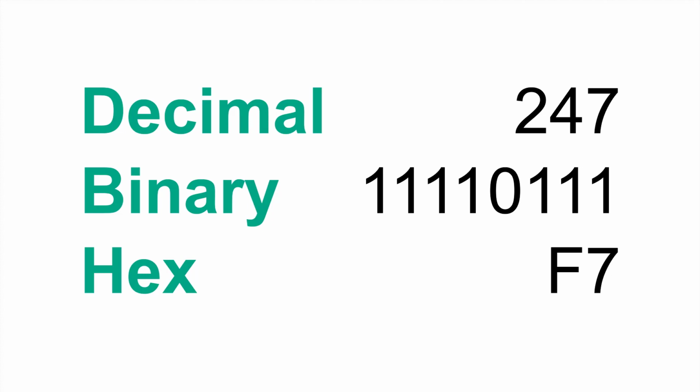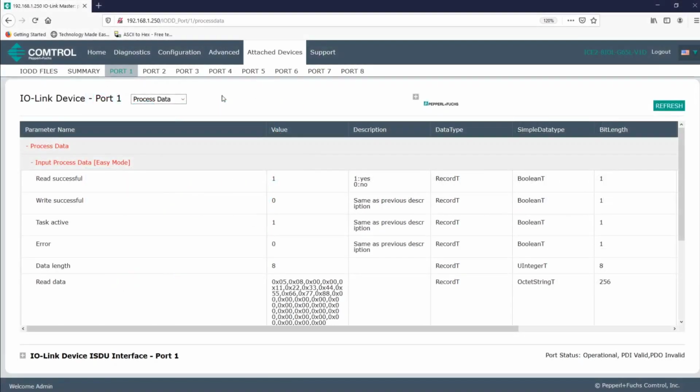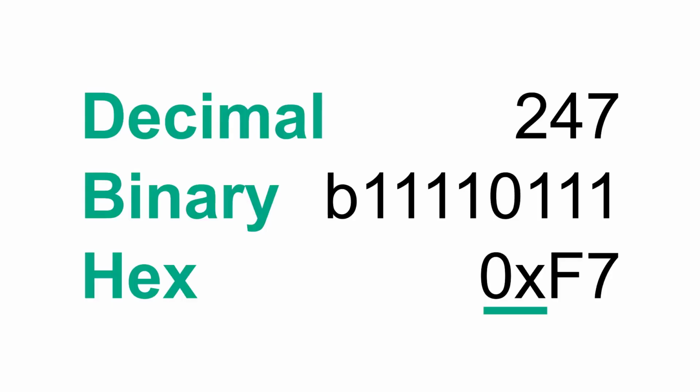So again, I want to prove to you that 05 in hex is actually telling me that a read was successful and that a task is active. Well, I'm getting there. Just a couple more things to explain first. So on the process data screen, here you see 05 in hex represented as 0x05. The 0x is just a prefix that identifies a number as hex. This would be the same as if you saw a B before a binary number. On the screen, you see how this would look on the number 247.